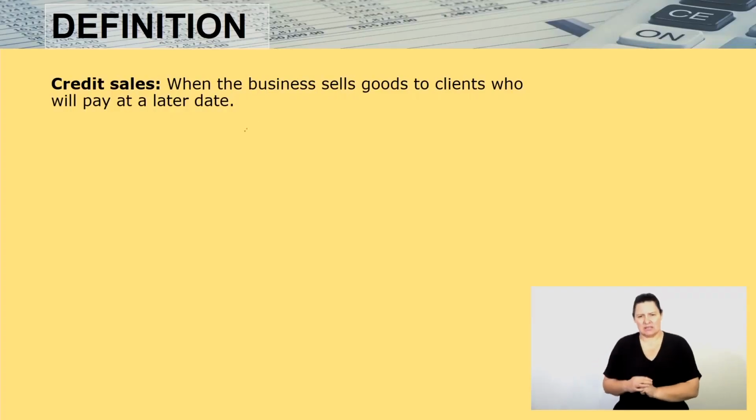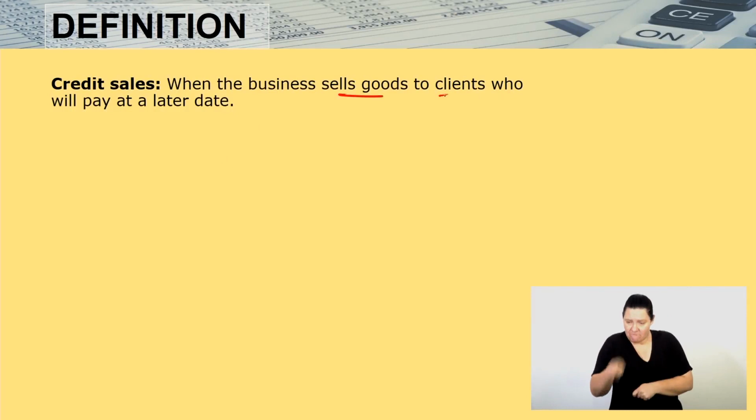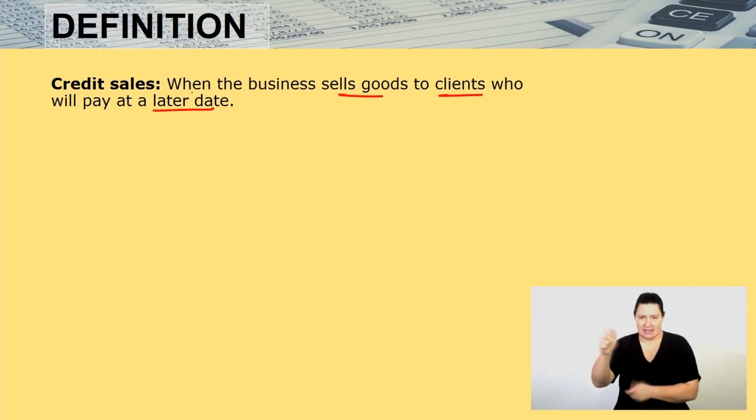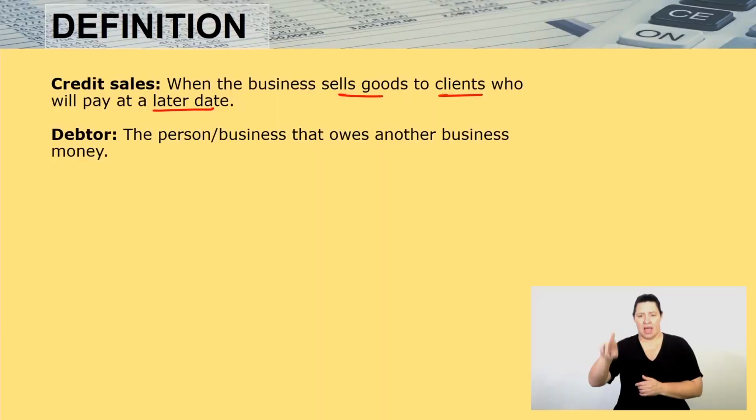Now, we're quickly going to go on to the definitions. What are credit sales? When the business sells goods to clients who will pay at a later date. So we sell goods, but then they pay us at a later date. A debtor is a person that owes other businesses money. So in this particular case, a person or a business that owes our business money.